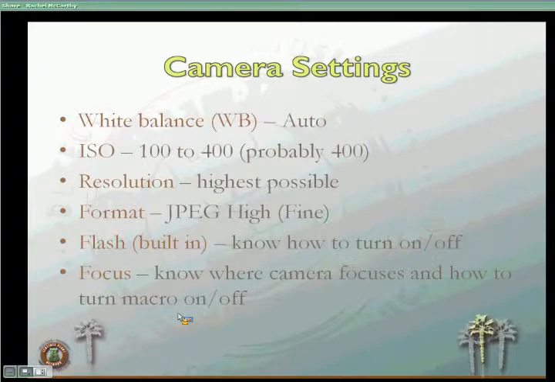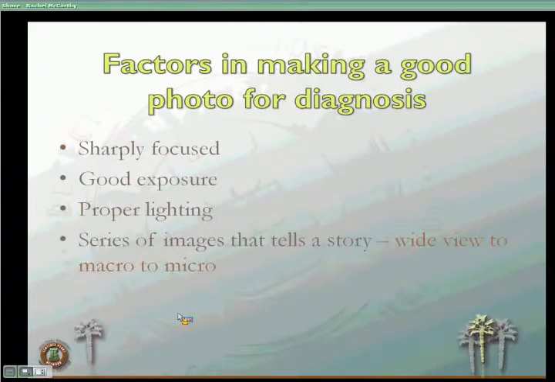So there's several factors that make up a good photograph, and these are all ones that we're going to go over in a few minutes. You're going to want the picture to be sharply focused. You're going to want to have a good exposure. You don't want it to be too light or too dark. You're going to want to use the proper lighting, and by this I mean you want the lighting to show whatever it is in the sample that you want to show. You want to either backlight or front light or side light, and we're going to talk about that in a few minutes.